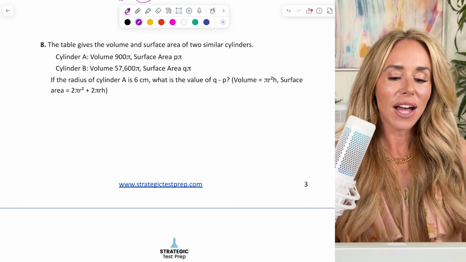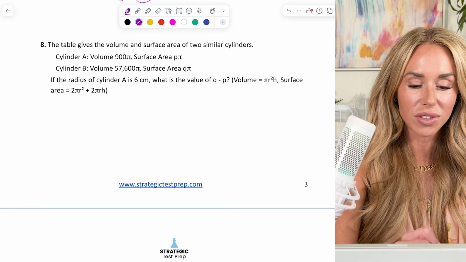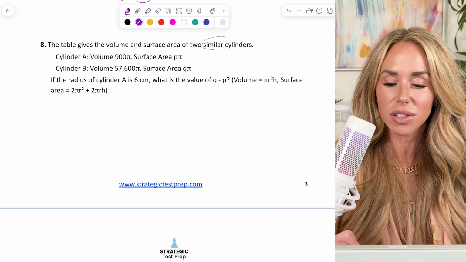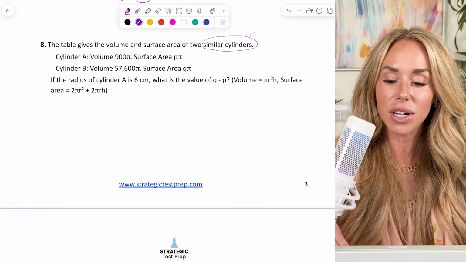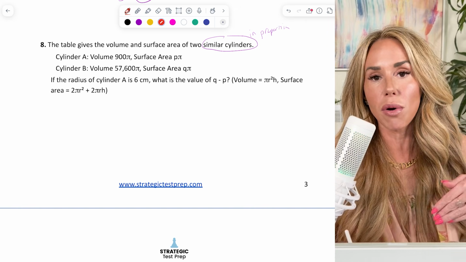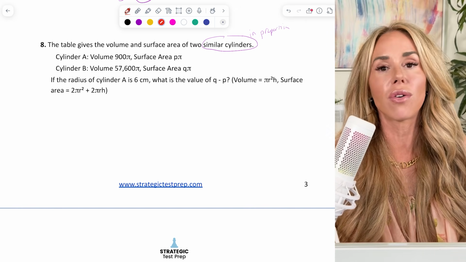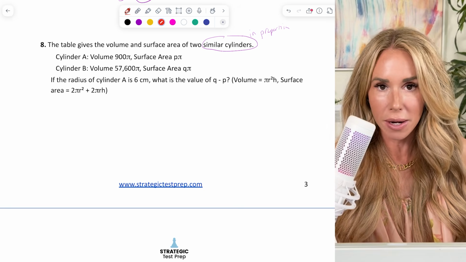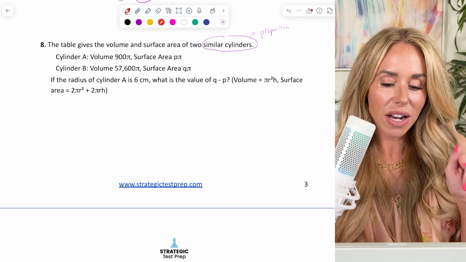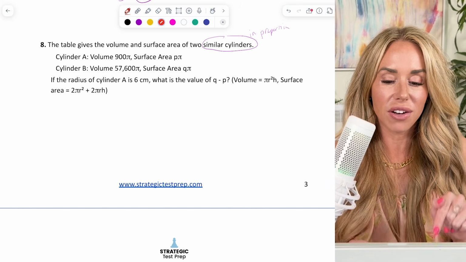All right, I don't know why it says the table. There's no table. So we have the volume and surface area of two similar cylinders. If they're similar, it means they're in proportion to each other. So one is going to be a scalar multiple bigger than the other. Maybe it'll be 4 times bigger or 5 times bigger. We don't know yet. Okay, cylinder A has a volume of 900 pi and a surface area of p pi.